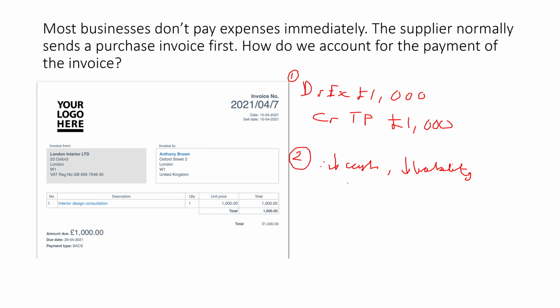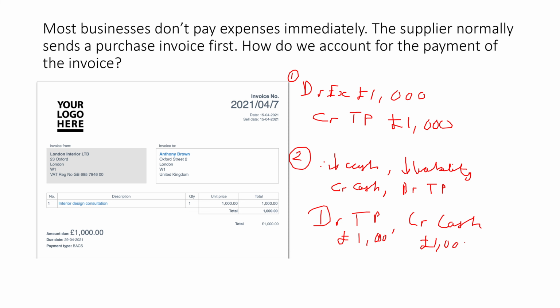So if we're reducing cash, we're doing credit cash. But where's the debit going to? The debit's going to go to trade payables because that's our liability. So it means we're reducing our trade payables balance. So in summary, it's debit trade payables, credit cash, £1,000. Okay, and that's us done.